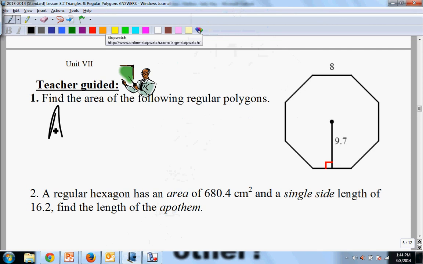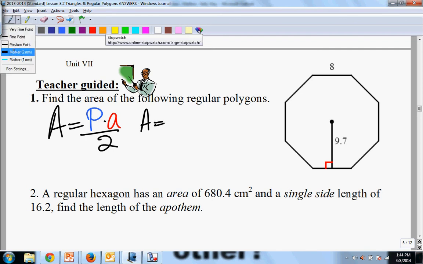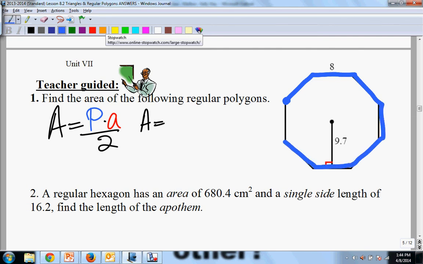I would like you guys to sign. Step number 1, write the equation. Area equals perimeter times apothem over 2. So you have to find the perimeter. Okay, ready? Let me show you where I'll let you use the calculator. Physically trace the perimeter. And you guys figured out if you counted that, that's going to be 8 times 8. That's your perimeter.